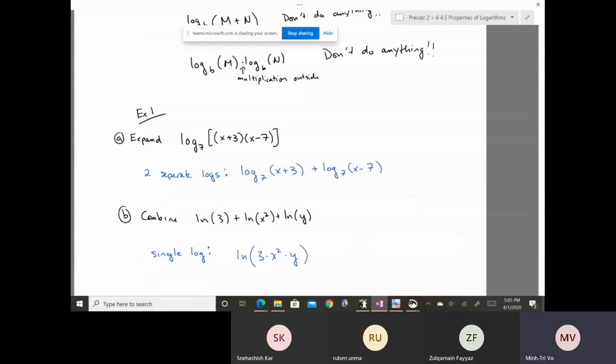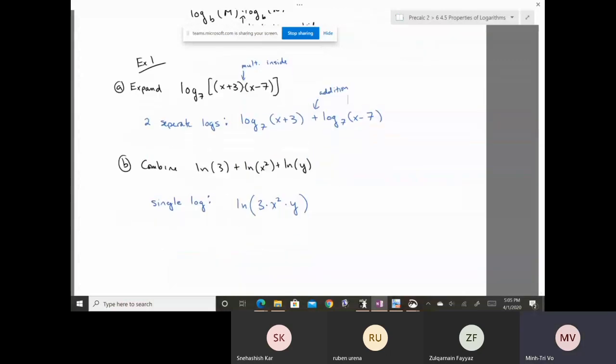Yeah, so the multiplication is inside. Right, so it changes to addition outside. And you write out the logs separately with the same base, right? So here's base 7. So each of the logs has base 7. And then you separate the two factors, right? So the x plus 3 and the x minus 3 is what's being multiplied, right? So they appear in the separate logs. And then, so that's when you expand.